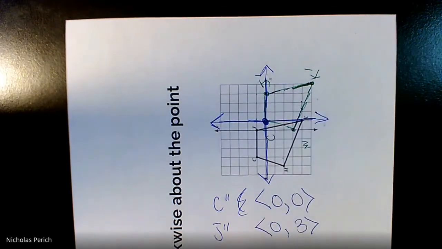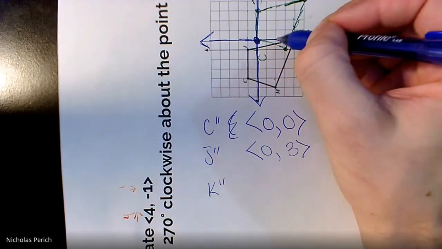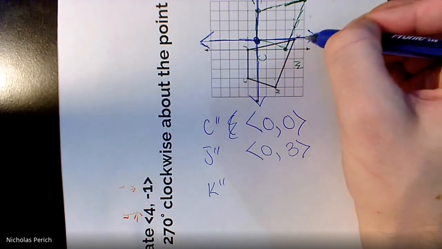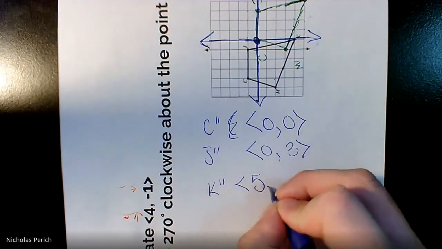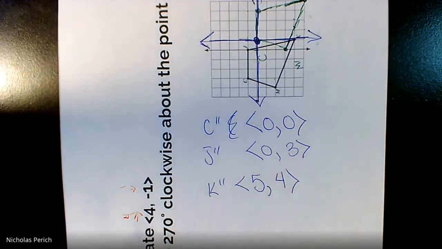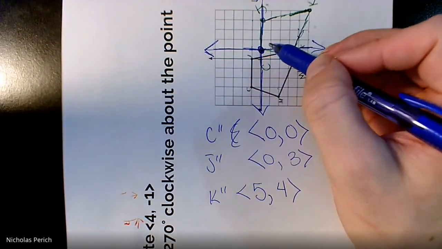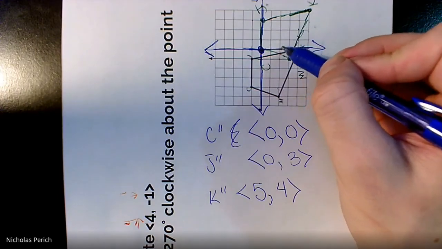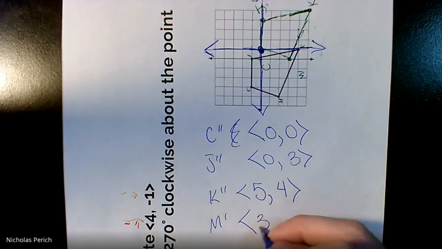K double prime is going to have me going right 1, 2, 3, 4, 5, up 1, 2, 3, 4. So K double prime has me going right 5, up 4. And M, was that M? It is M. M has me going right 1, 2, 3, down 1. So M double prime has vector notation of right 3, down 1.